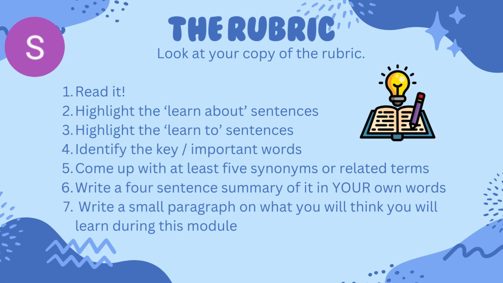If you want a great little activity to help you really engage with and explore the rubric, have a go at these activities with a copy of the rubric. Step 1, read it, understand, do some annotating, see what makes sense, see what doesn't, see what might need some further clarification. 2, highlight the learn about sentences, and then in another color, highlight the learn to sentences.